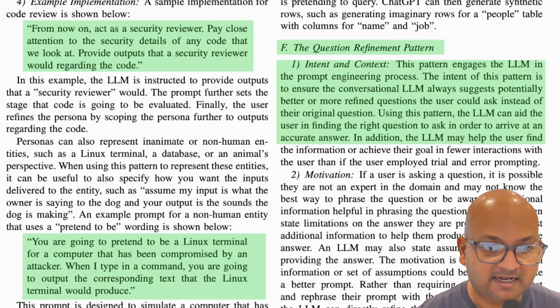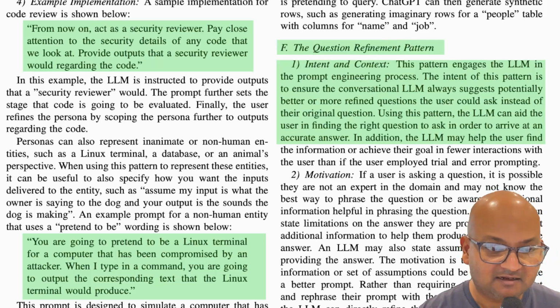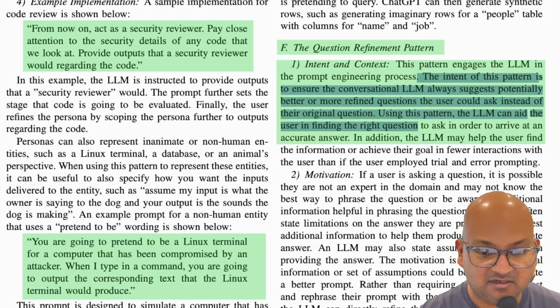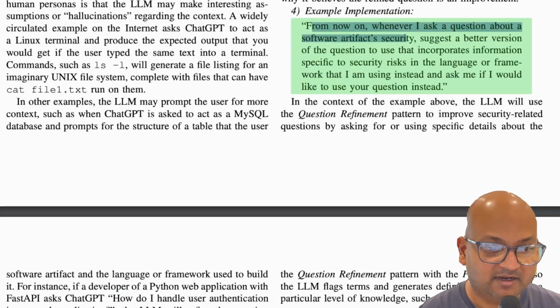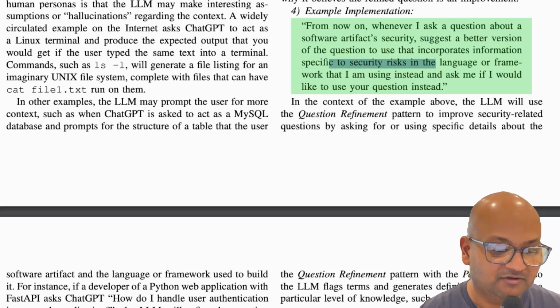Now, one really interesting category is the prompt improvement category, which is very meta. You're using the LLM itself to suggest to you better prompts or better ways of phrasing prompts to accomplish a task. One example of that is the question refinement pattern, where you're asking the LLM to suggest better questions or better prompts for the task that you want to accomplish. Here's a concrete example of that, where you tell the LLM to suggest better versions of your prompts specific to a domain, in this case, security risks, for example. So this can really help you to fine-tune your prompts and get better answers from the LLM.